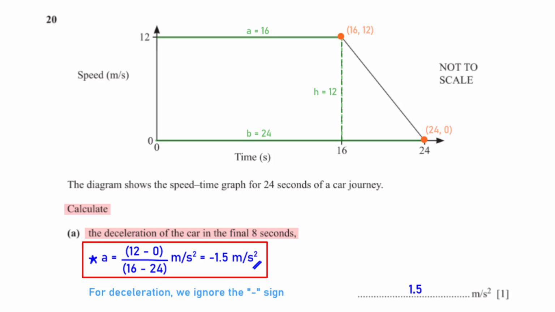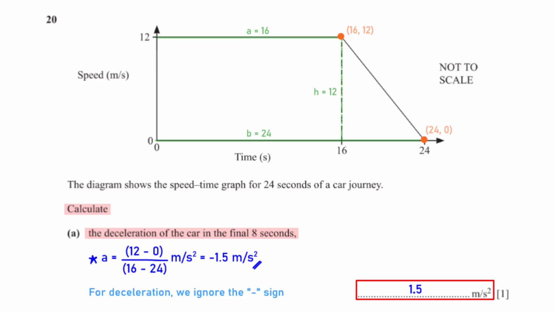The negative sign we have means the car is decelerating. Since we are asked for the deceleration, we ignore the negative, so we have 1.5 meters per second squared.